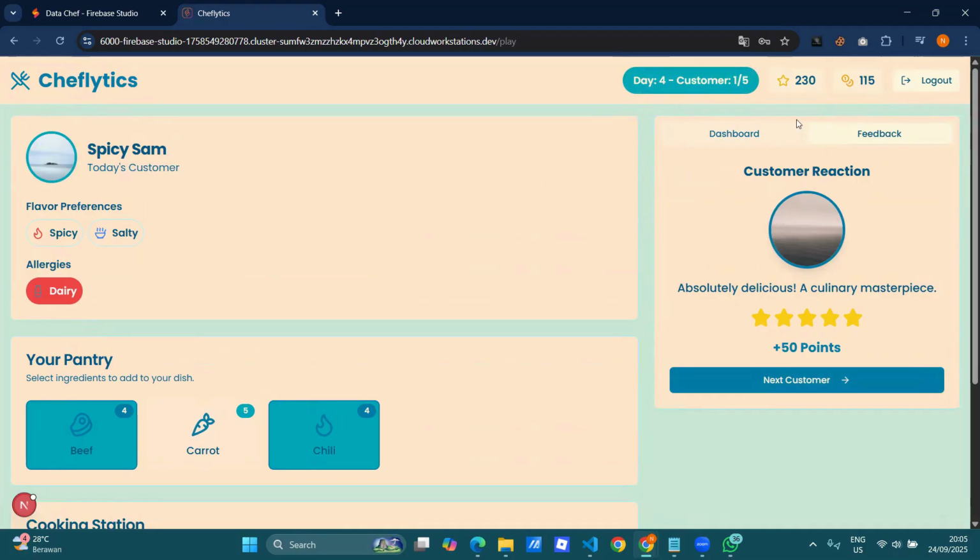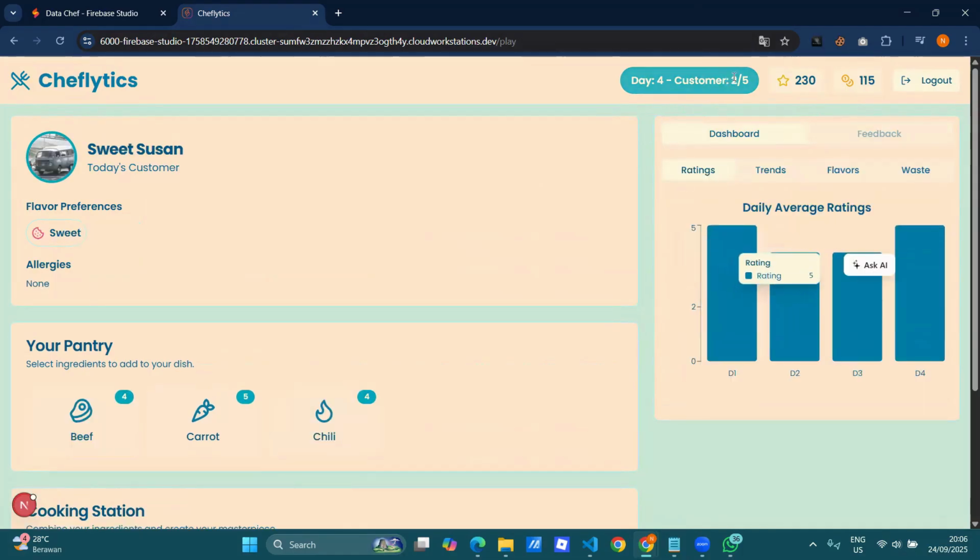Okay, this is the feedback for serving. This shows the customer reaction, a random comment, stars, and the points we got. It's 50 points, which means 5 stars. And then we click next customer, for 2 out of 5. And if we have served all the customers in a day, it goes to the next day, not the next customer.